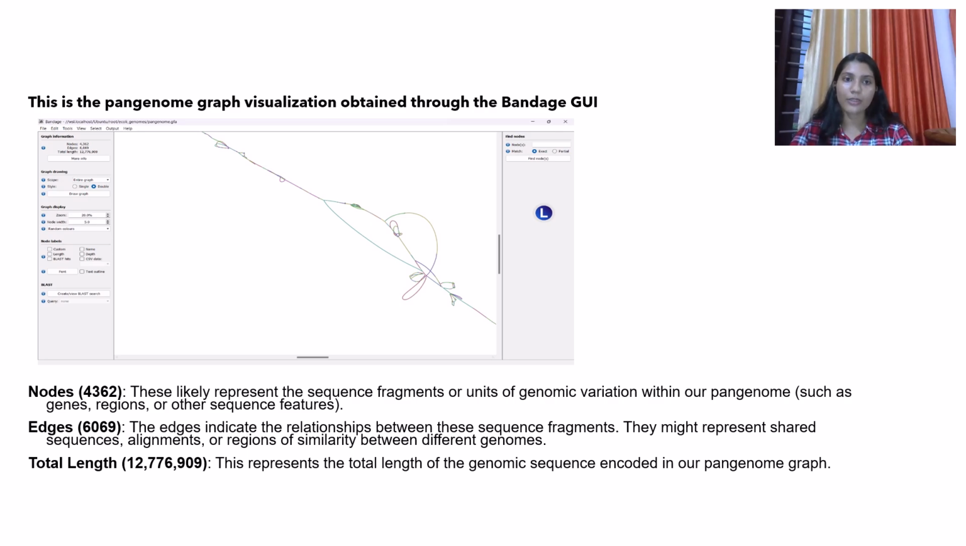This is the Pangenome graph visualization obtained through the Bandage GUI. And from this GFA file and Bandage visualization, I can say there are 4,362 nodes, which represent the segments or genes, and 6,069 edges showing how they relate, and a total graph length of around 12.7 million base pairs. This gives us a dense connected view of E. coli genomic diversity.